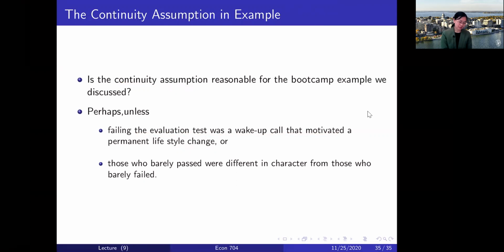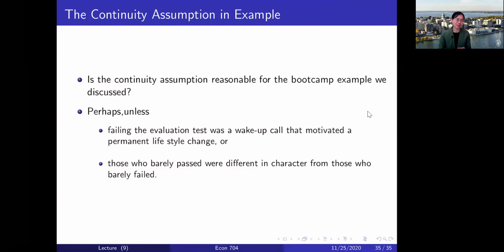Or another story in which E[U given W] might be discontinuous might be this: the students who barely passed are different in some way than the students who barely failed. So they almost have the same score, but the students who barely passed are different than the ones who barely failed. It could be because the students who barely passed were the ones who were really, really scared of exercising, and the ones who barely failed were kind of indifferent.